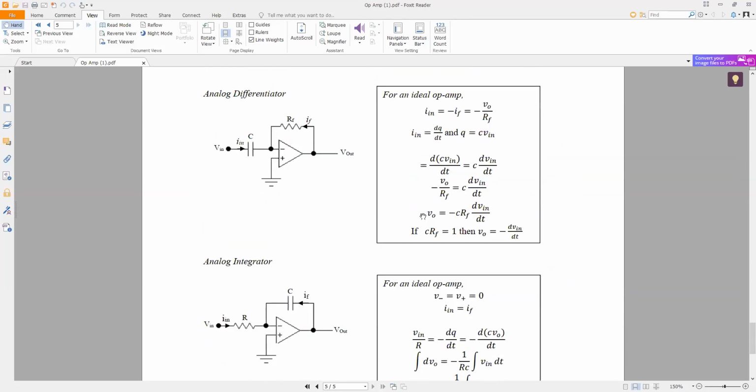Now we'll see the analog differentiator and analog integrator. For the analog differentiator, you have a capacitor here. This is just an inverting amplifier, but instead of the input resistor, you have a capacitor. In the same circuit, if you replace your feedback resistor Rf with a capacitor, that becomes an analog integrator. Let's see how these circuits perform the integration and differentiation.